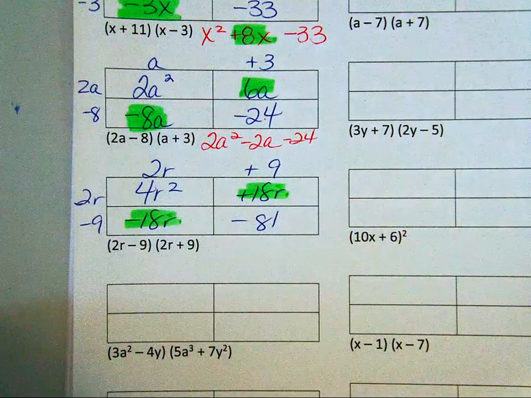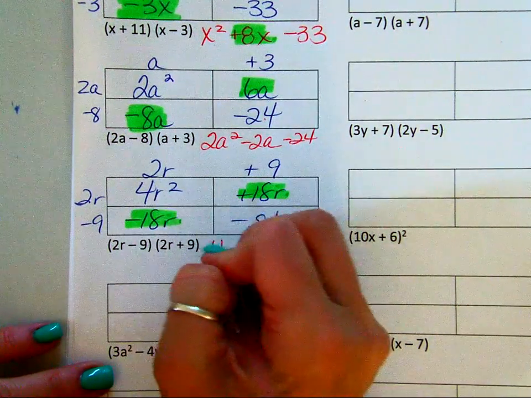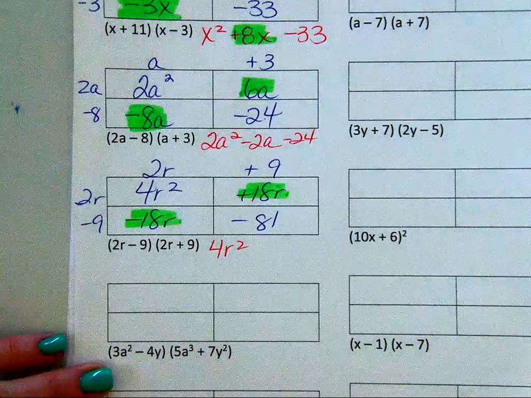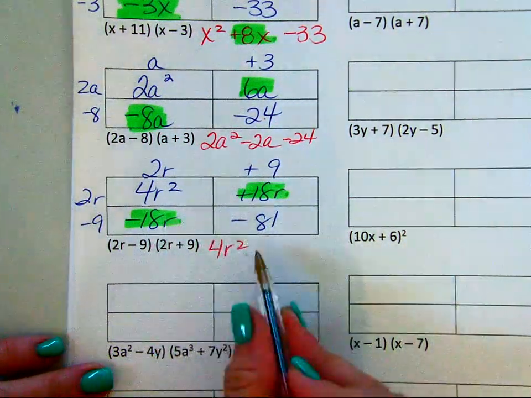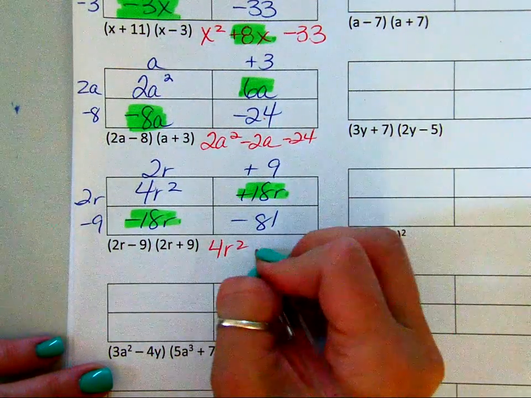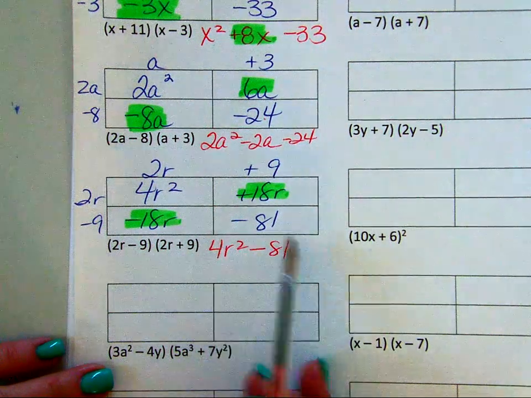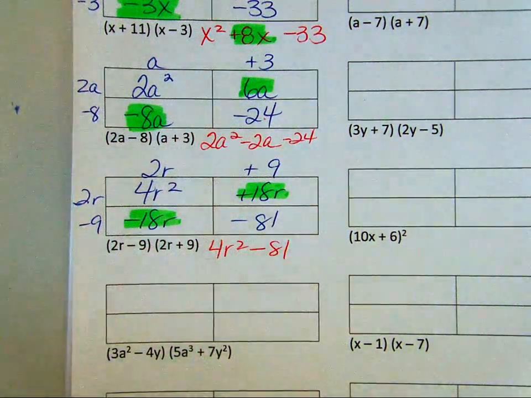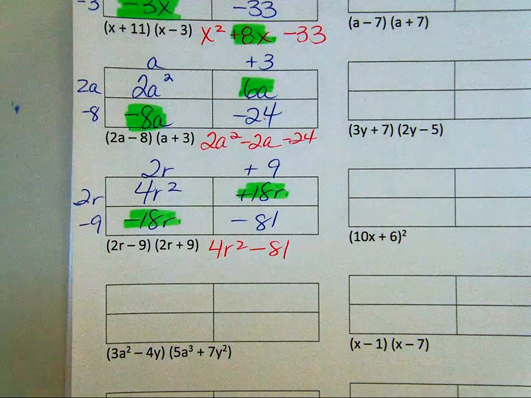So your final answer is just going to be your first term first. And then your middle term cancels, so I don't write anything. It's just not there. And then my last term is there. Do you notice that 4 and 81 are numbers like 36 and 25 and 49 and 64? Those are called the square numbers. You're going to start to see a pattern with those, okay?